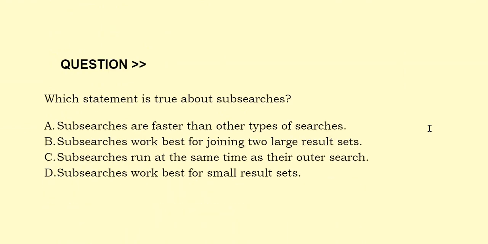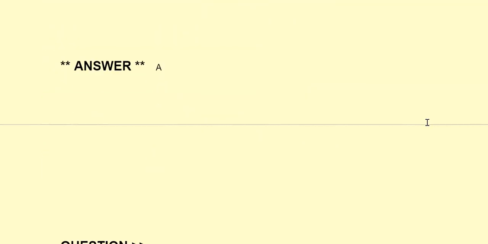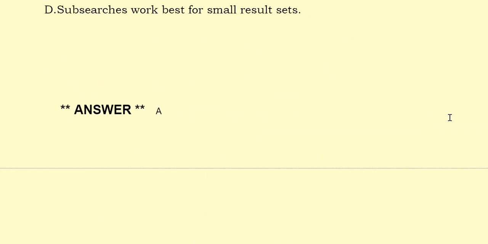Which statement is true about sub-searches? Option A. Sub-searches are faster than other types of searches. Option B. Sub-searches work best for joining two large result sets. Option C. Sub-searches run at the same time as their outer search. Option D. Sub-searches work best for small result sets. The correct answer is option A.